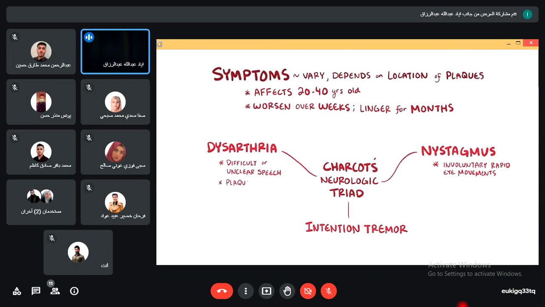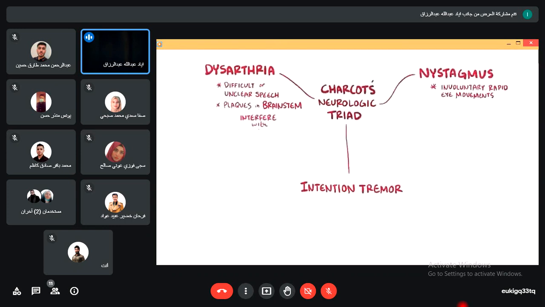Dysarthria is due to plaques in the brainstem that affects nerve fibers that control muscles of the mouth and throat. And this can interfere with conscious movements like eating and talking, and could lead to things like a new stutter, as well as unconscious movements like swallowing.